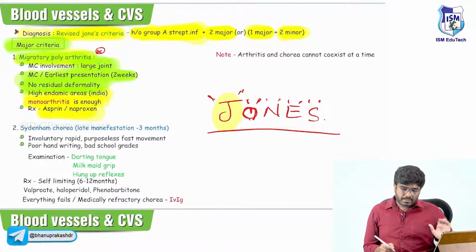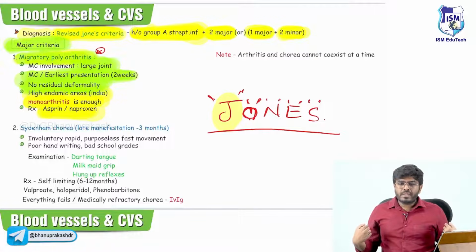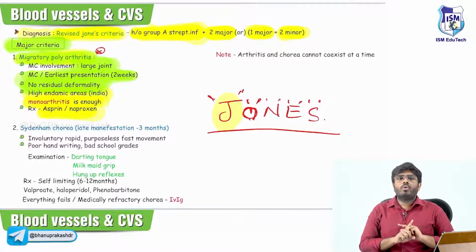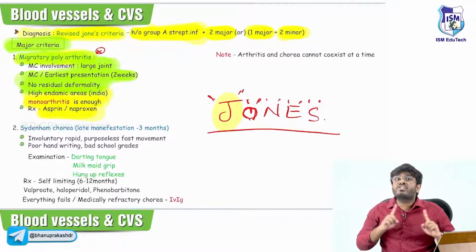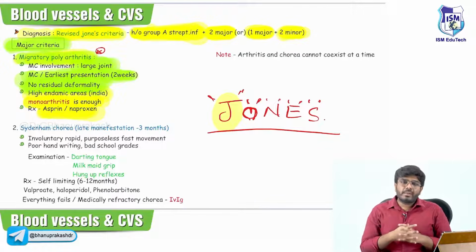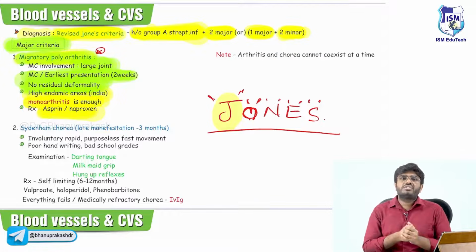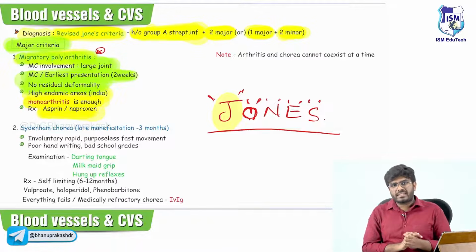Next, what are the important points? Migratory polyarthritis, multiple joint involvement, large joints are involved, no residual deformity, non-erosive arthritis. The first symptom to appear is the migratory polyarthritis. In high endemic regions like India, no need to wait for migratory polyarthritis, just monoarthritis can be taken as a major criteria.